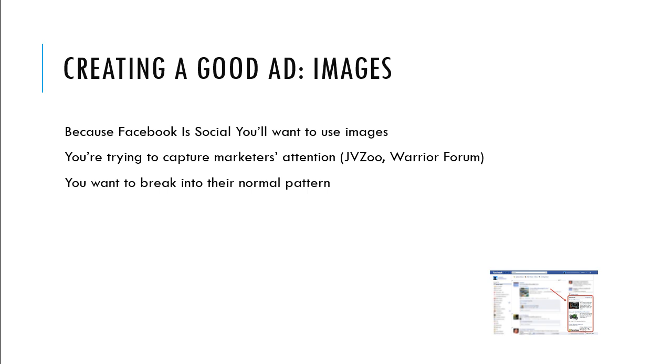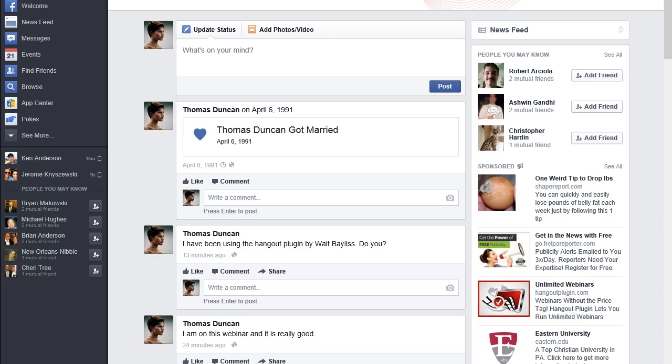So you can do that by going to places where you know that there are products being sold. If you know those products are using retargeting, for instance, and I think I have a retargeting ad here that I can show you that will be a good example. If you scroll down the page, you'll notice here's one that says unlimited webinars. You remember I've got webinars in here. Notice what I typed in here. I've been using the Hangout plugin by Walt Bayless, and the reason I did that is so that this ad would come up. There's the unlimited webinars ad.